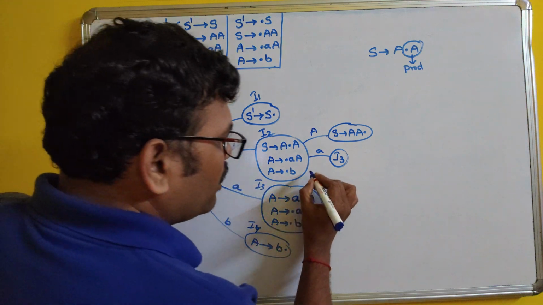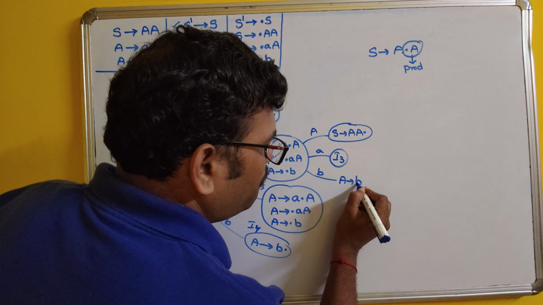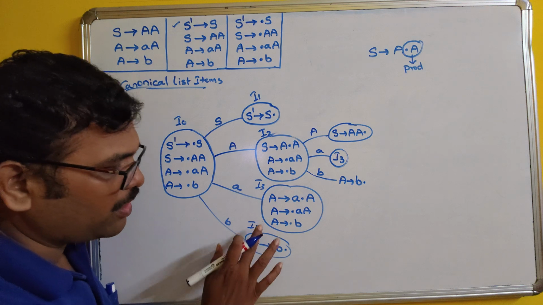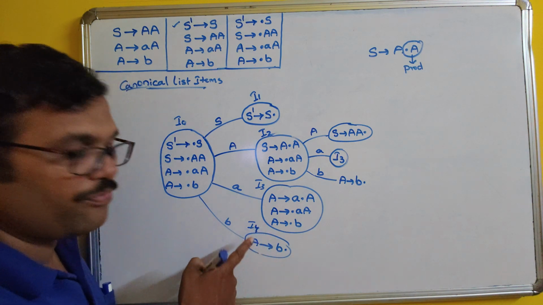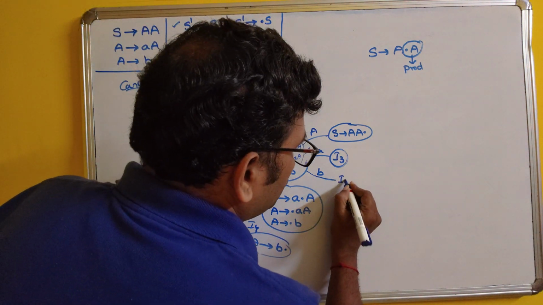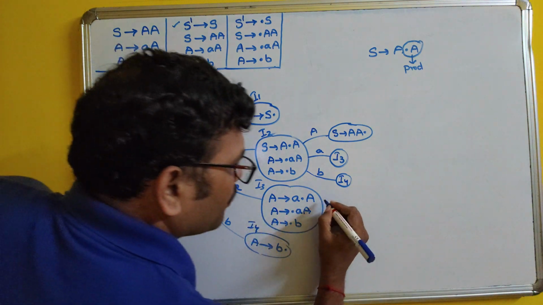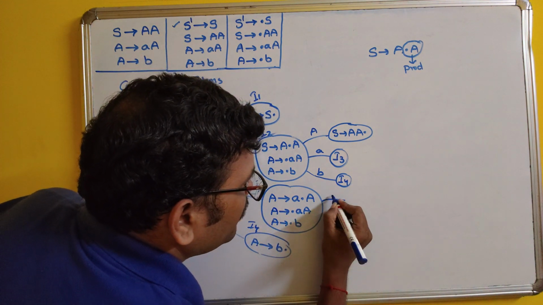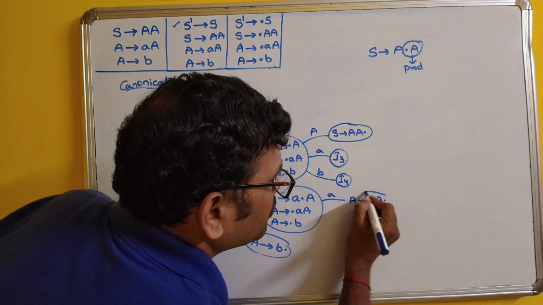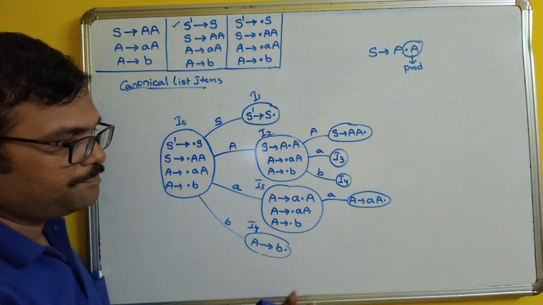Right? Now, once again, there is one more chance. It is B, that is A tends to B dot. So you can observe A tends to B dot. These are already generated with state 4. So you can replace this with state 4. Repeat the same process for I3 also. So with A, it will be A tends to A dot. So it cannot be expanded further because the dot has reached the end of the production.